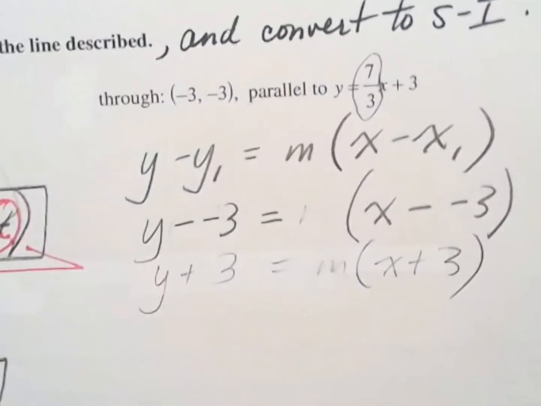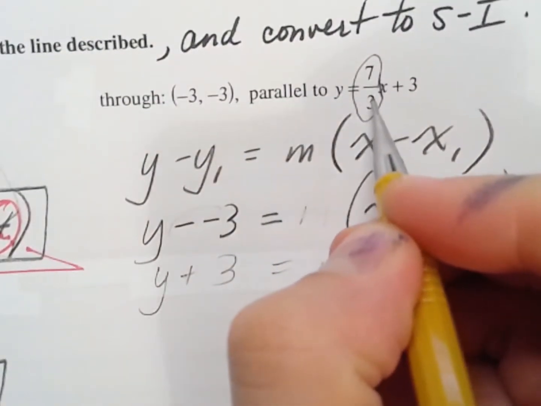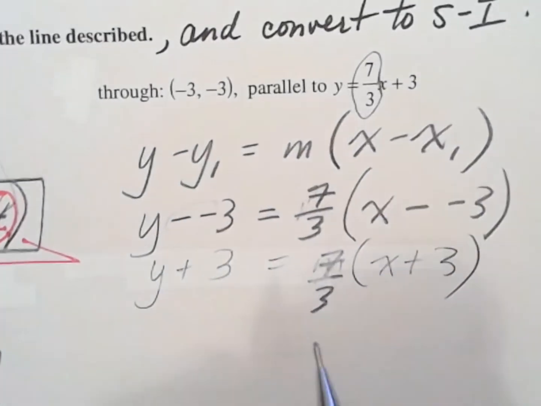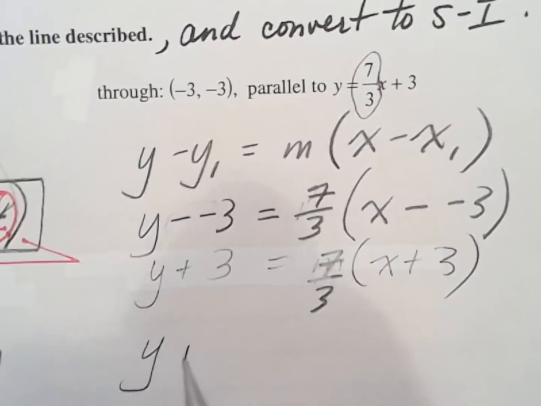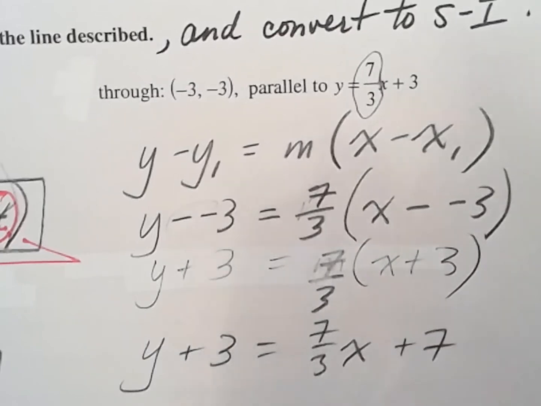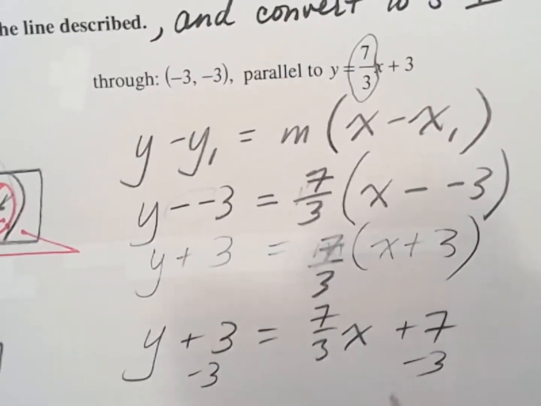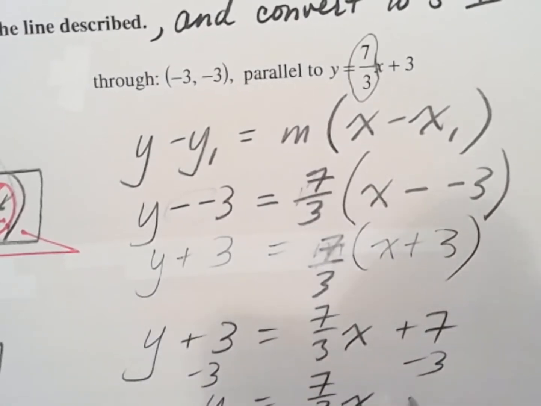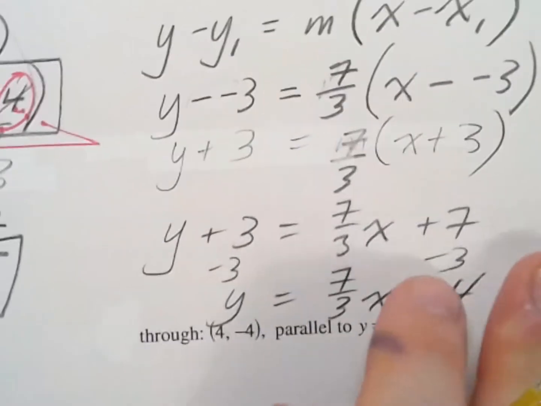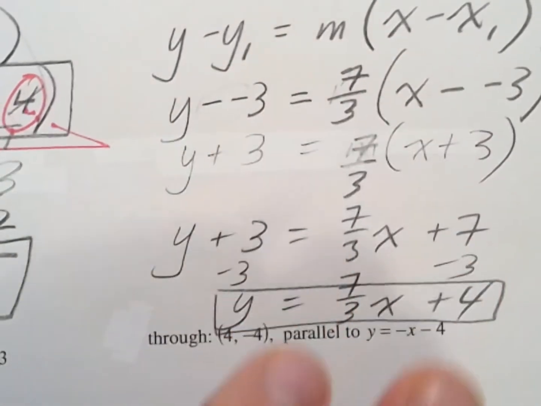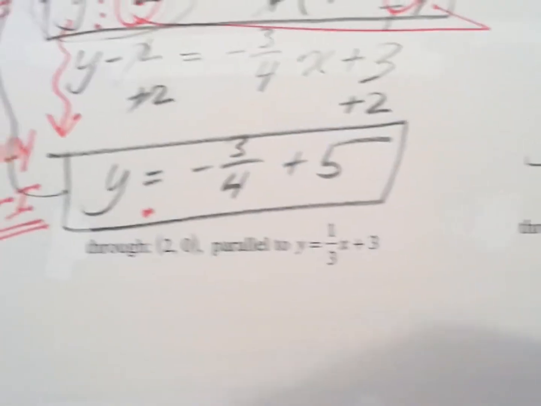What is m? m is that. M has to be the same as this m, so we know it has to be 7/3. So now when I'm distributing, okay, I get 7/3 x, and the 3 cancels with the 3, and I'm just left with 7. So then when I subtract 3, I'm going to have 7/3 x plus 4. And so there is my slope-intercept form for the same line.